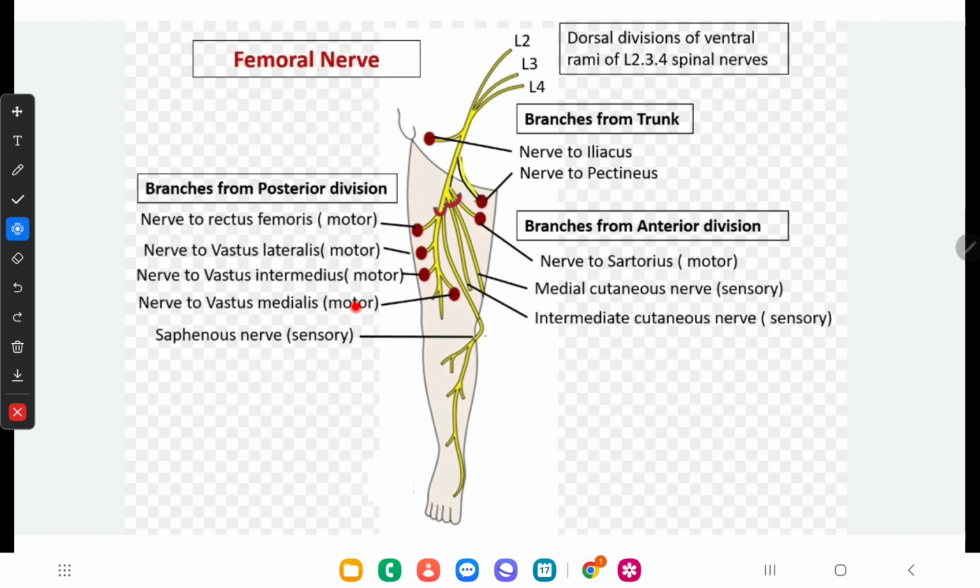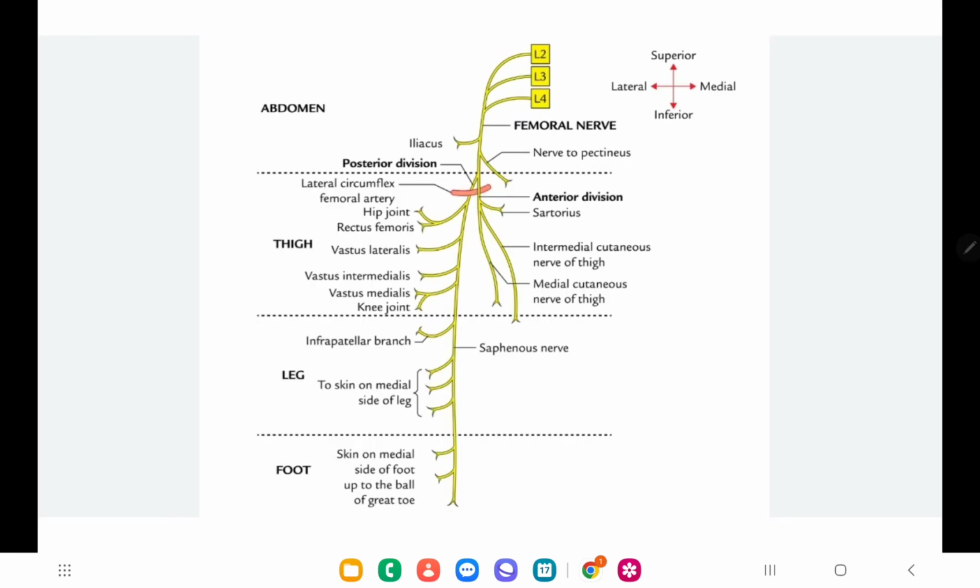And the saphenous nerve goes downward along the medial side of the leg and in front of the medial malleolus, and also it goes in the foot, along the medial border of the foot up to the ball of the big toe, accompanying the great saphenous vein. So that is the course and distribution of the femoral nerve. This is also a good diagram to quickly summarize the femoral nerve.